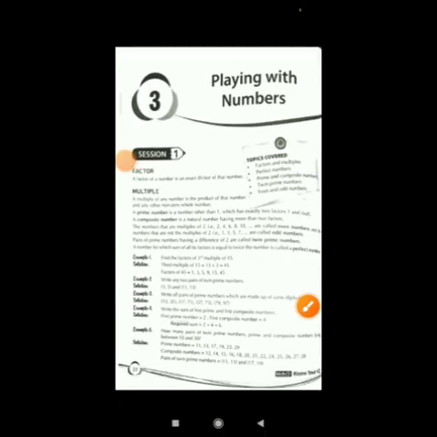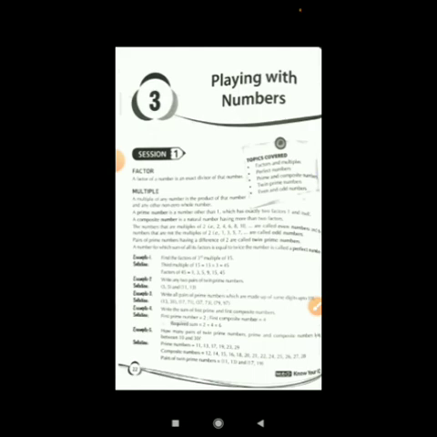Alright. Now, let's learn about even numbers. Even numbers, you know, are the numbers which are divisible by 2. Simple. Odd numbers are numbers which are not divisible by 2. They can be divisible by 3, by 9, but not by 2. So, they are odd numbers.